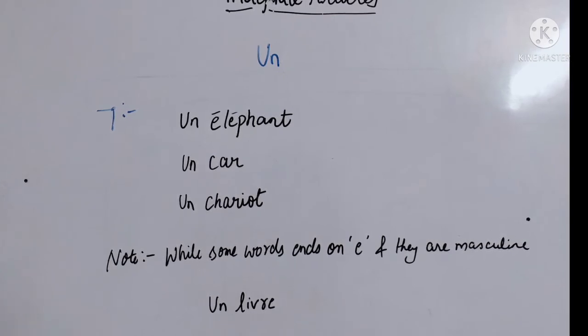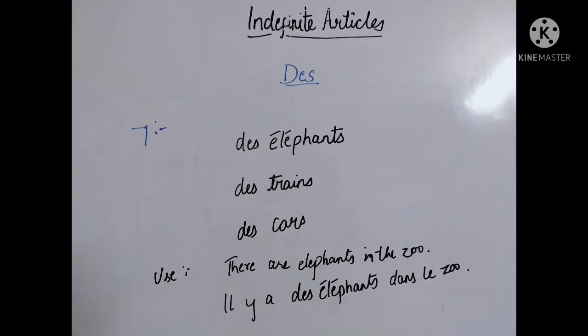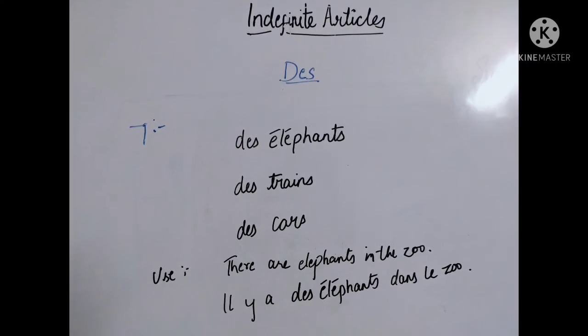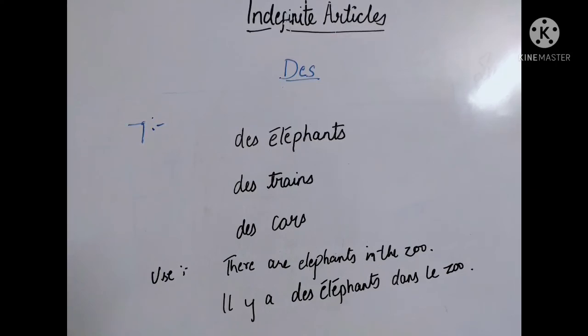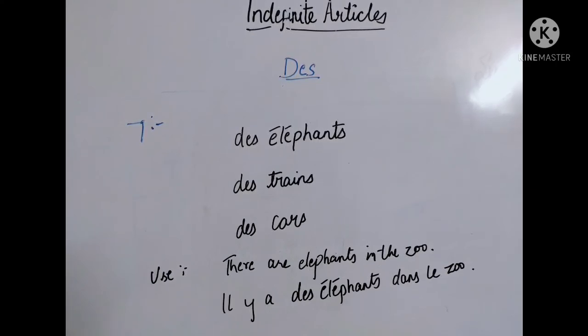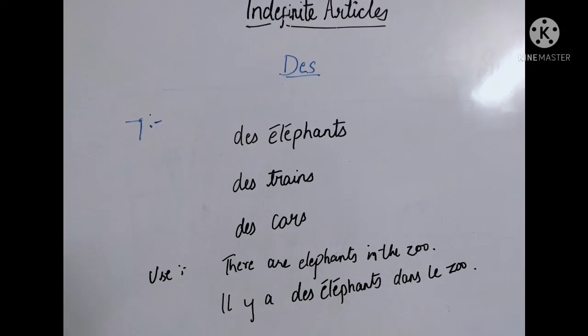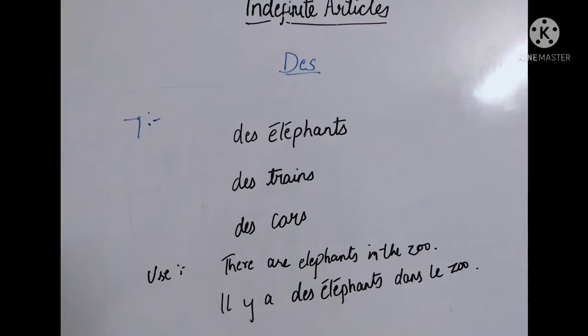Let's move to the last article. As the name indicates, this is the plural form of indefinite articles, where multiple things are there, two or more. Let's have a look at the examples. Des éléphants, which means elephants. Des chats, des chaises.